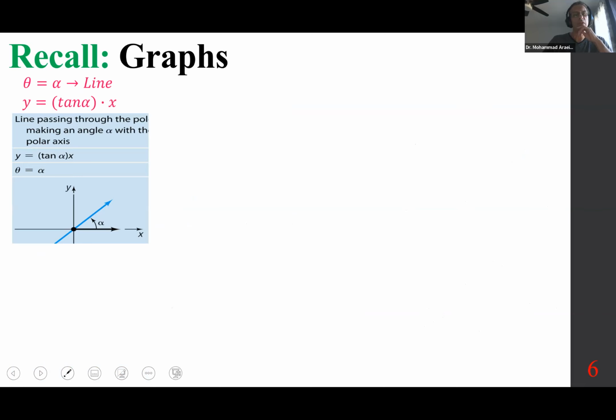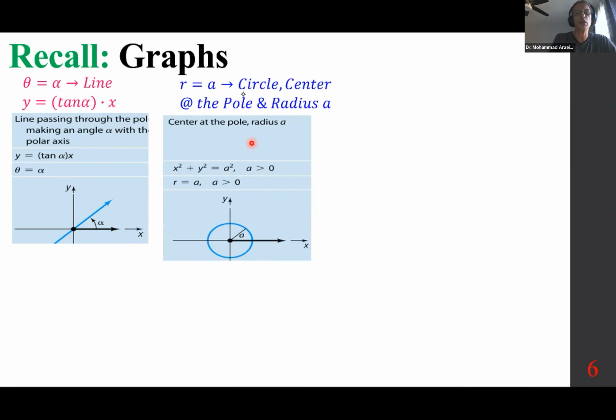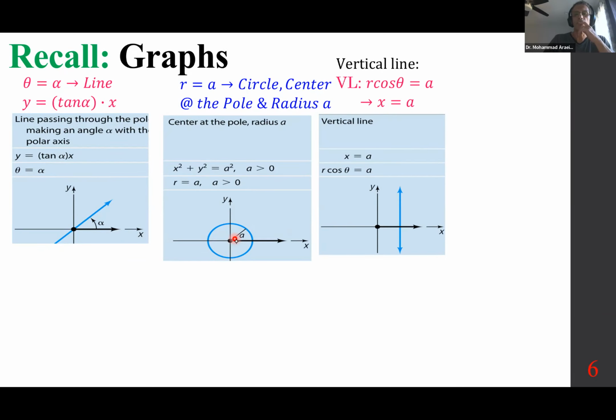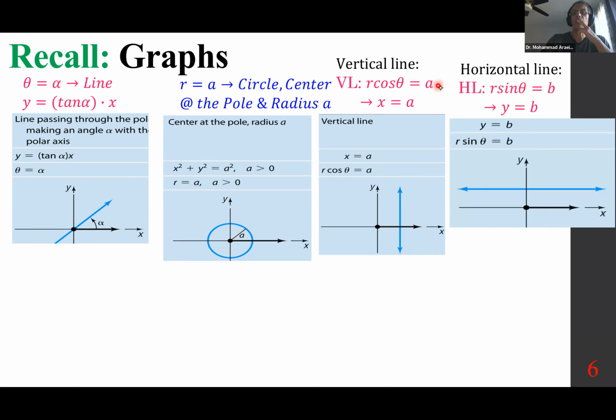Here are some graphs we discussed. If theta is a constant, y equals tan alpha times x, which is a line going through the origin. r equals a becomes a circle centered at 0, 0 with radius a. r cosine theta equals a becomes x equals a, a vertical line. r sine theta equals b becomes y equals b, a horizontal line.